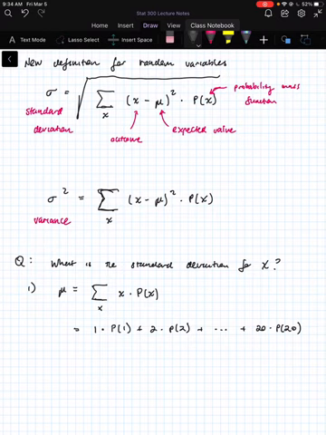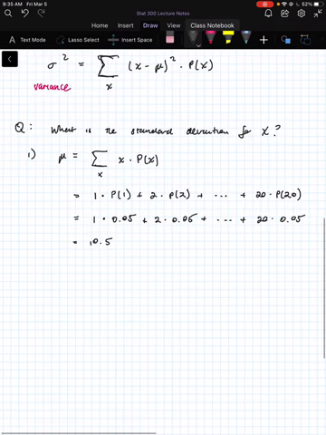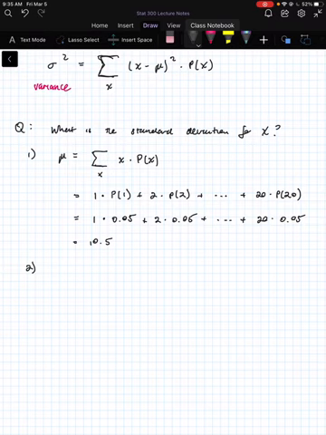The fortunate thing here is that all the probabilities are the same, and so this calculation should be 1 times 0.05 plus 2 times 0.05, and so on. And we end up with 10.5 being the expected value.